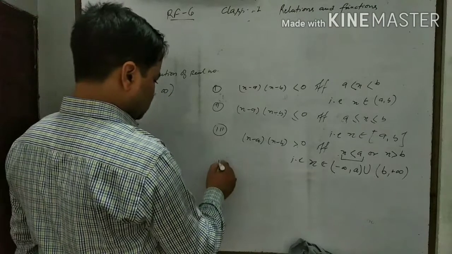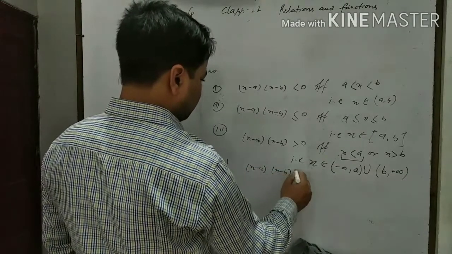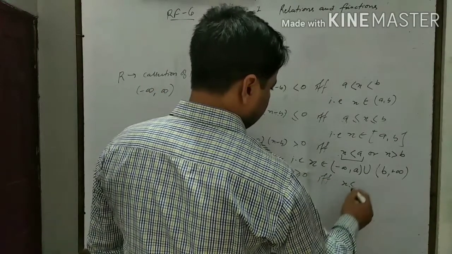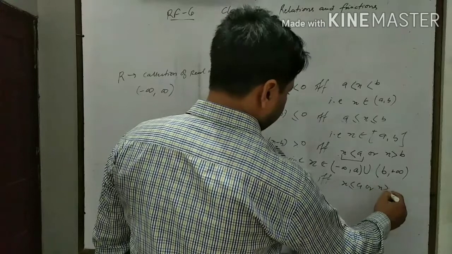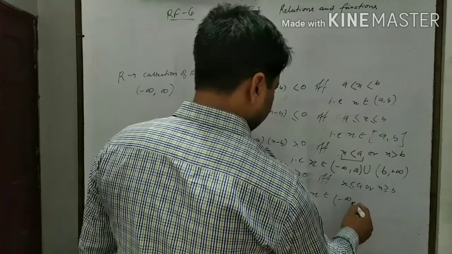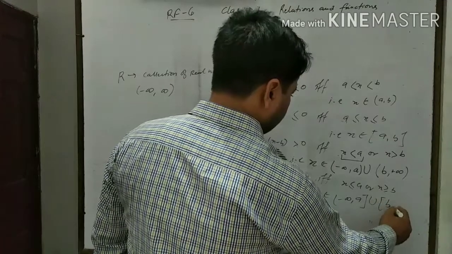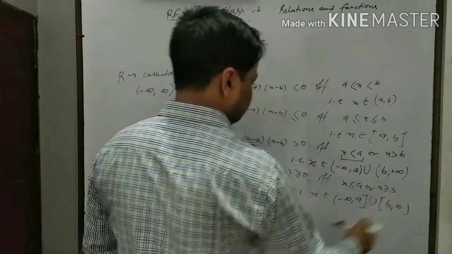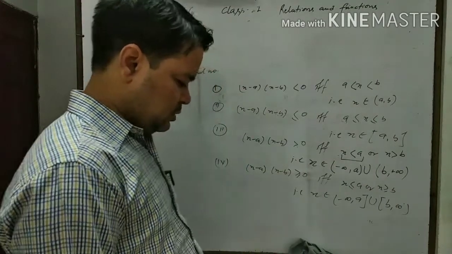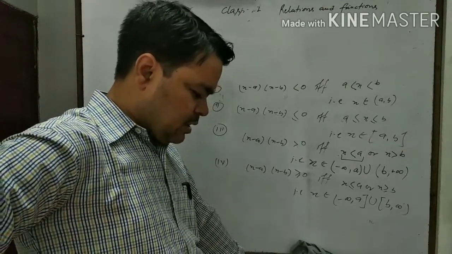Similarly, the fourth one, if we have (x minus a)(x minus b) greater than or equal to 0, it is possible if x is less than or equal to a or x is greater than or equal to b. That is x belongs to minus infinity to a, union b and all the values greater than b, like this way.